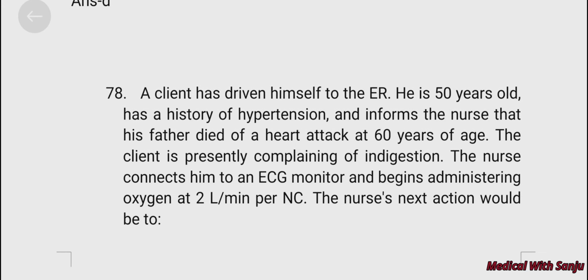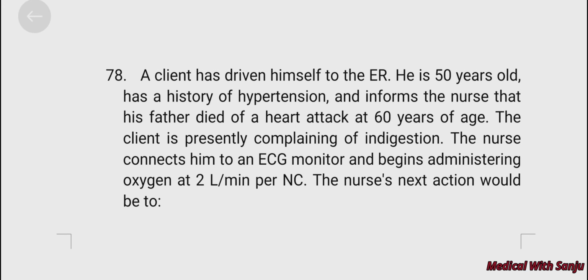Question number 78. A client has driven himself to the emergency ward. He is 50 years old, has a history of hypertension, and informs the nurse that his father died of a heart attack at 60 years of age. The client is presently complaining of indigestion. The nurse connects him to an ECG monitor and begins administering oxygen at 2 liters per minute per NS.